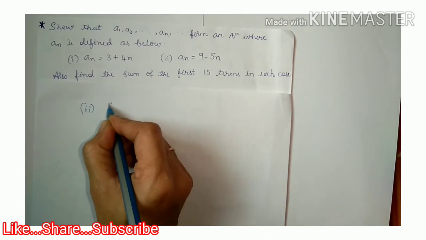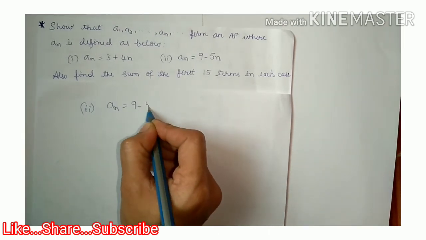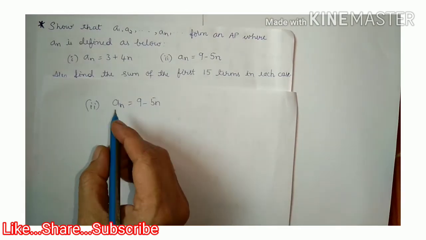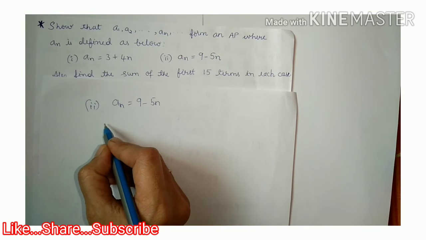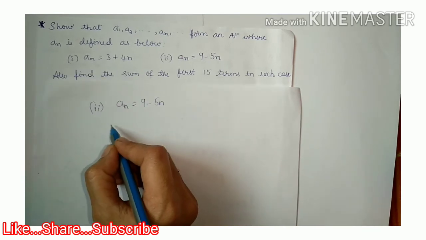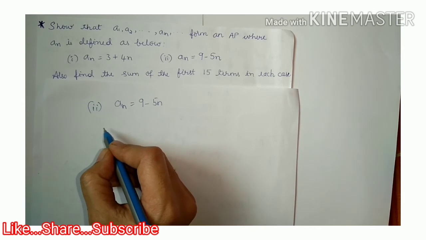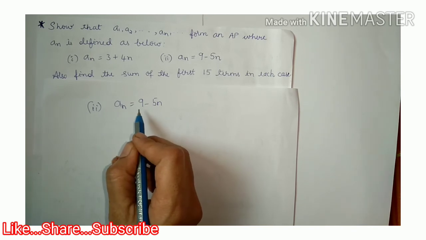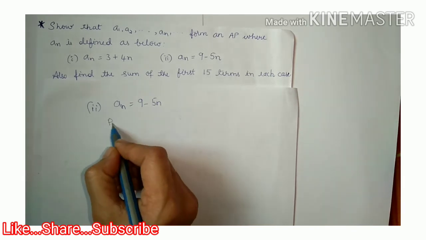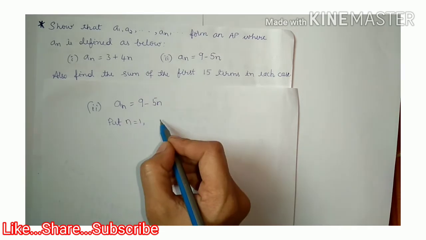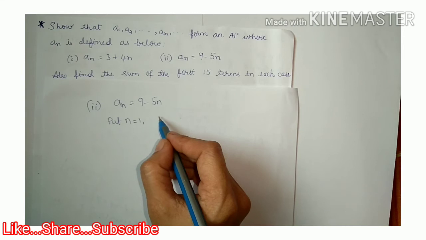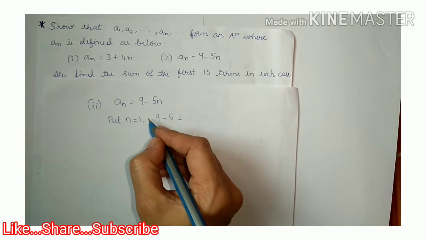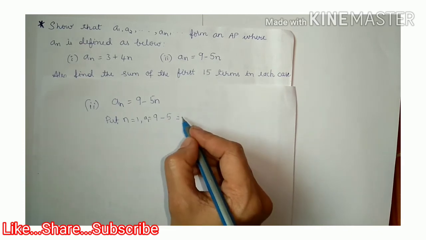Second one, an is equal to 9 minus 5n. Given an is equal to 9 minus 5n. Let us check whether a1, a2, up to an form an AP. Put n is equal to 1: a1 is equal to 9 minus 5, which is 4.